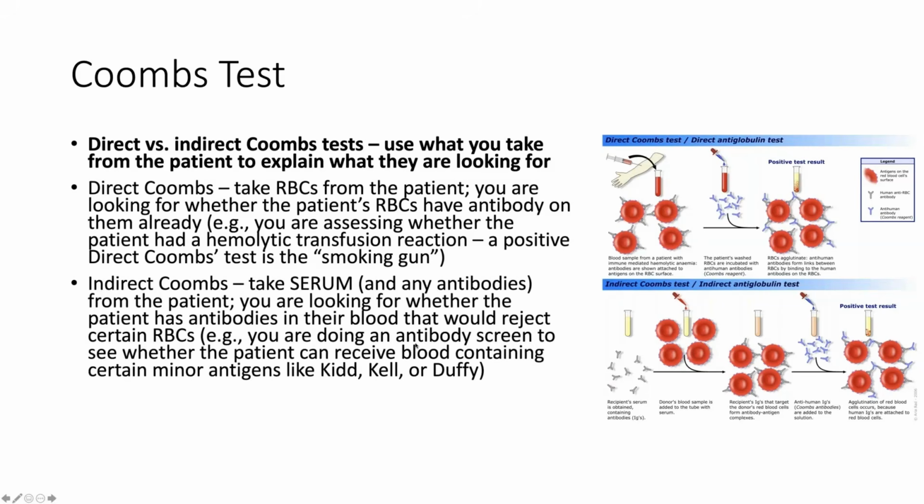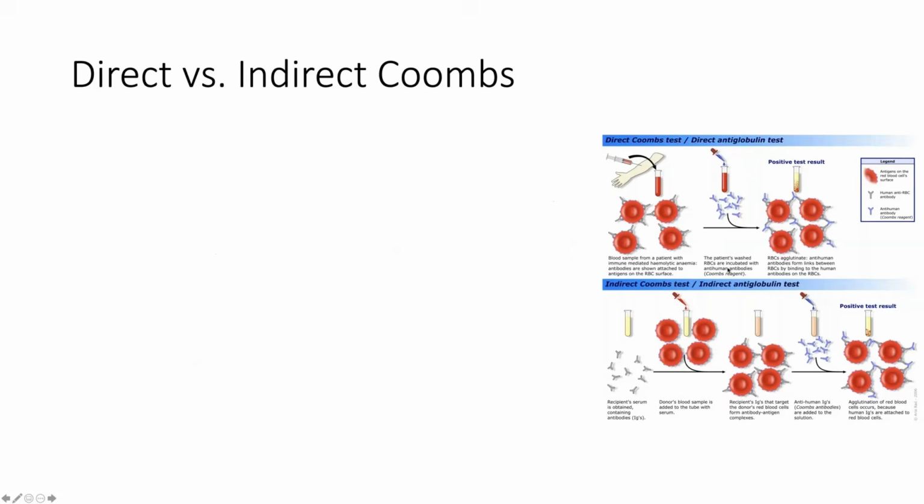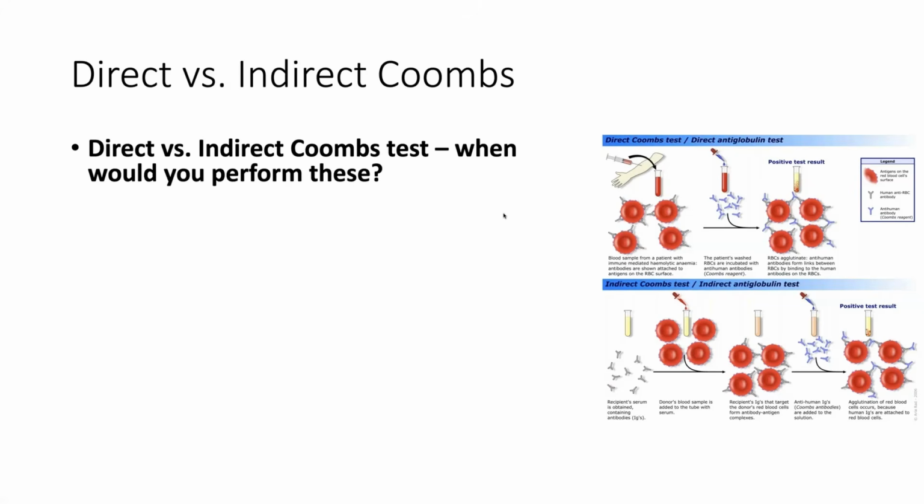And again, like you said, the most common way in which you would see an indirect Coombs is a type and screen. So if I'm thinking about giving you a transfusion, I will run a type and screen beforehand, because I would hate to give you a transfusion and then you have a hemolytic transfusion reaction, get really sick and die. That'd be bad.